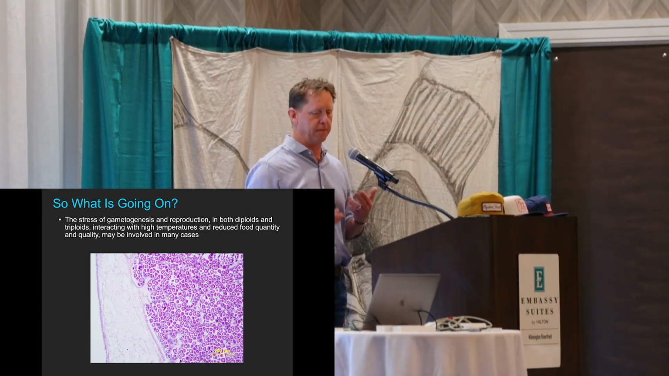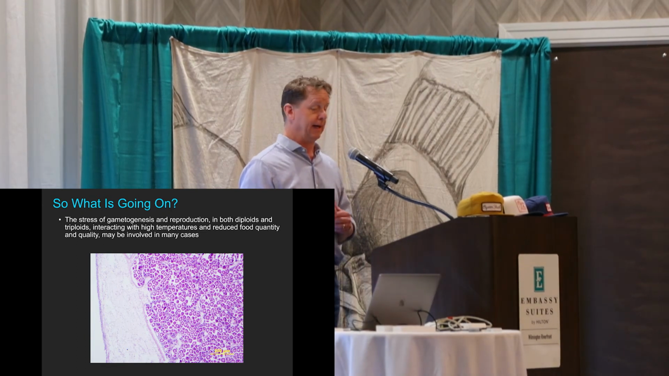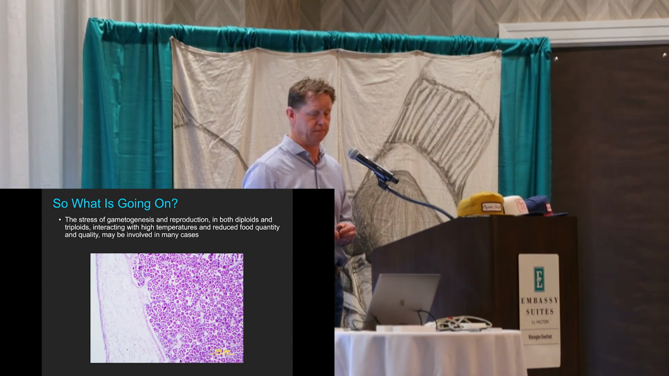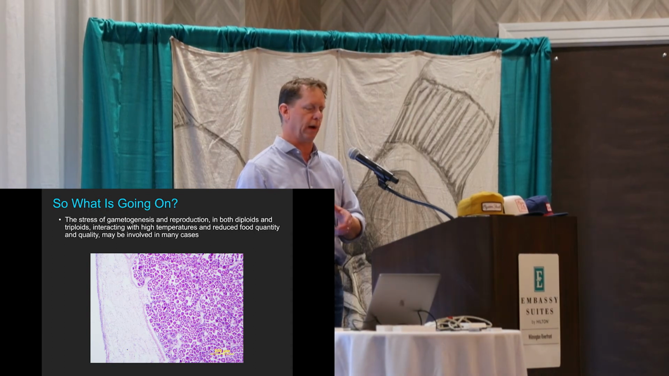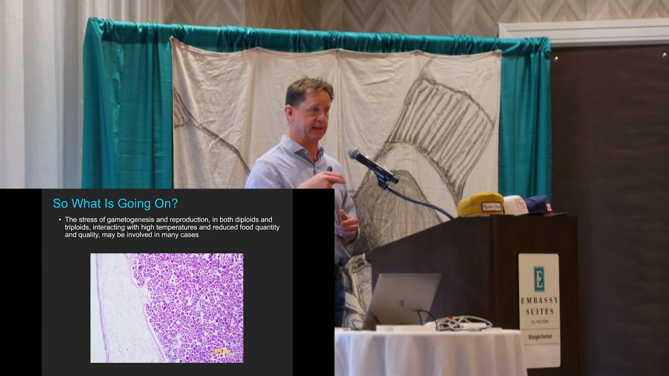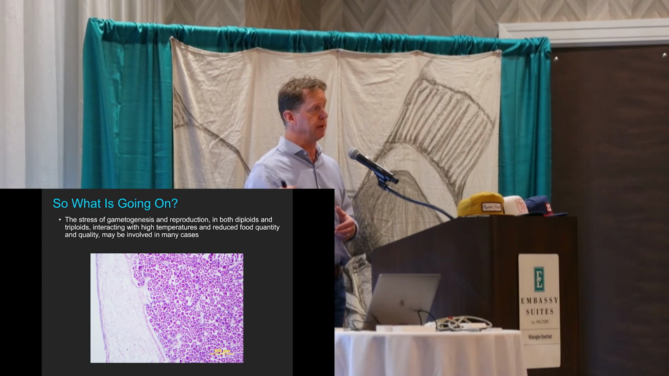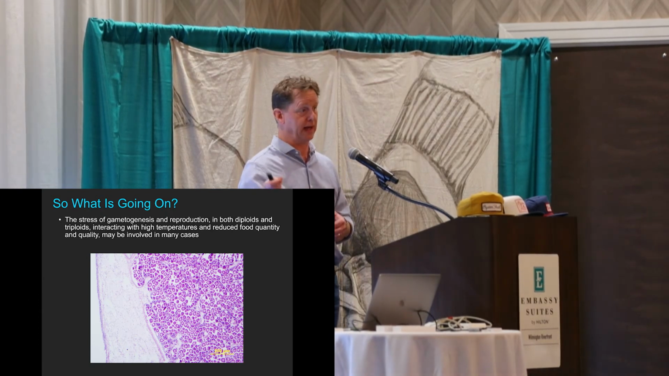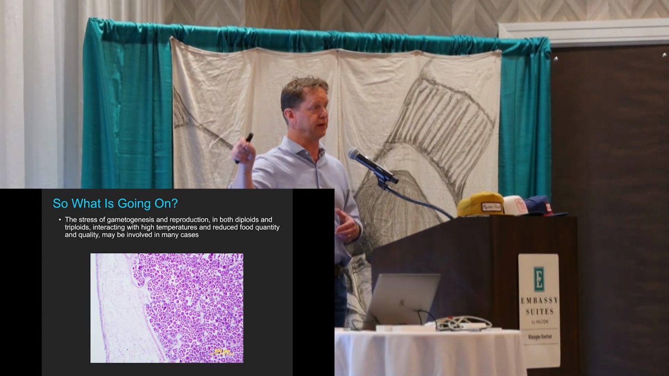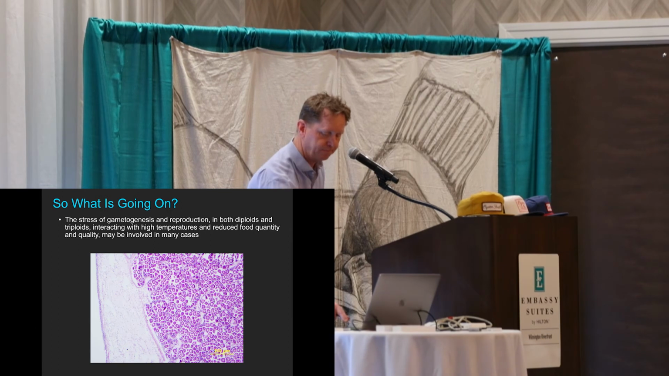So one of the models I think still is that the stress of gametogenesis and reproduction, both in diploids and triploids, I would argue, is probably underlying what's going on here, interacting with high temperatures, reduced food quantity and quality. Once that spring bloom is passed, it's a very, very stressful time. And whether they're triploid and just producing gonad that's not going to develop to mature gametes, or they're producing all these eggs and sperm, that's still a stressful burden that they're forced to maintain.